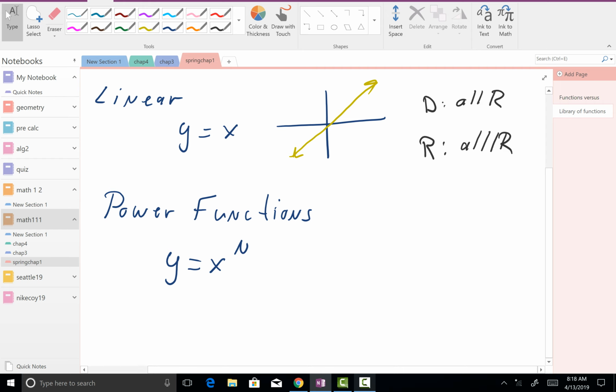So what do you think 6 is going to do? We're going to get another U type of shape. So 2 is kind of a U, 4 is kind of a U, 6 is kind of a U. What's 8 going to give us? Right. So then you can say, oh, okay, I know what's going to happen when this power is even.